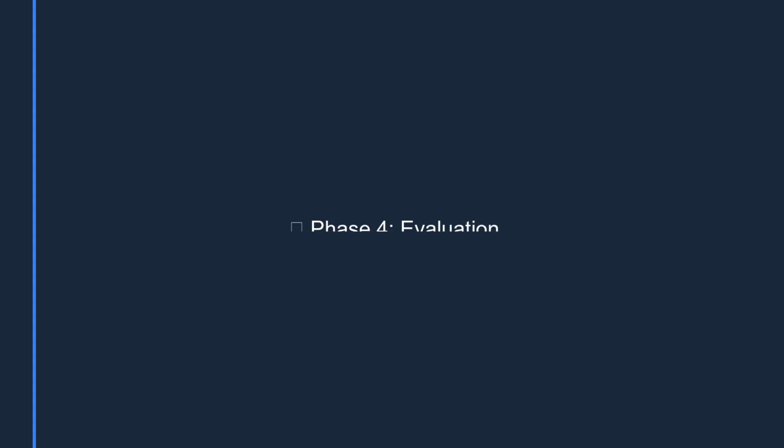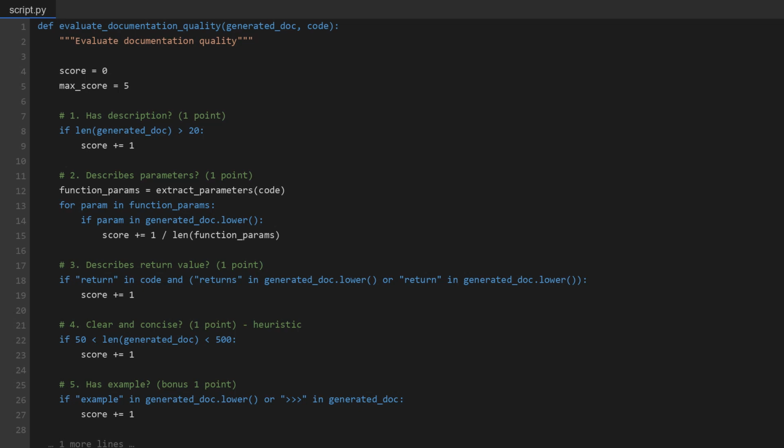Phase 4, Evaluation. Evaluating documentation quality automatically is genuinely hard, but this scoring function gives us a principled approximation. It checks 5 criteria: minimum length above 20 characters, whether function parameters are mentioned by name, whether return value semantics are addressed, whether the documentation is substantive rather than a one-liner, and whether a usage example is present. Each criterion contributes 1 point, with the example check adding a bonus point, capped at a total score of 5.